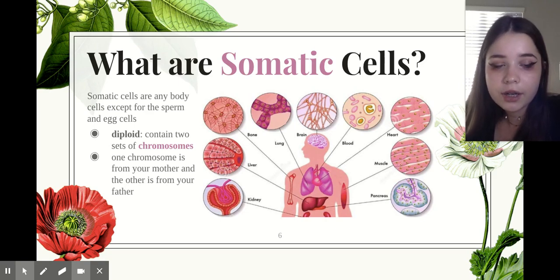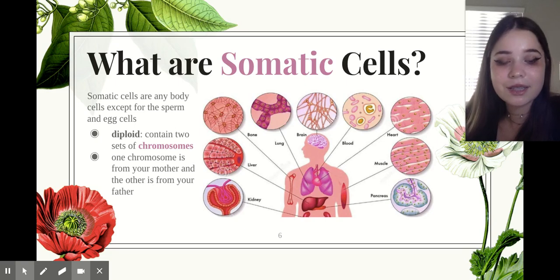father. And over here, you see that some somatic cells are your kidney cells, liver, bone cells, your lung cells, blood cells, heart cells, muscle cells, and your pancreas. So these are all somatic cells in your body.